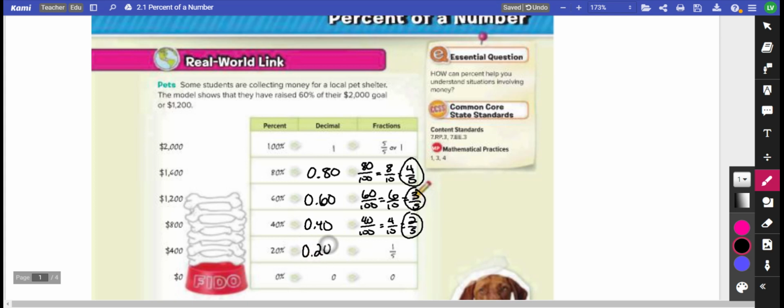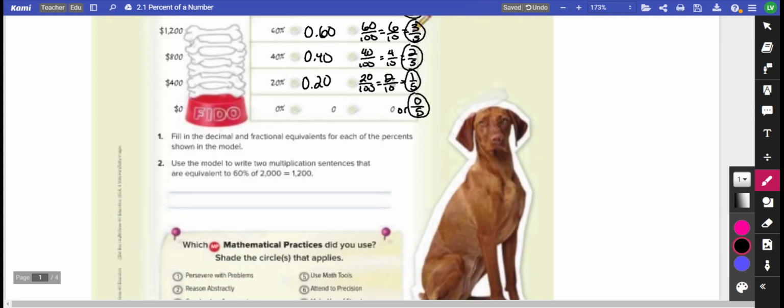20% is 20 hundredths, which is written as 20 divided by 100, reduced down to 2 tenths, which is further reduced to 1 fifth. And 0% is written as 0 as a decimal, and the fraction is 0, or 0 fifths. So we filled in the decimal and fractional equivalents of each of the percents shown in the model.